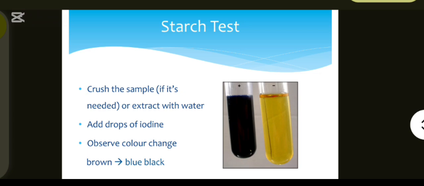For the starch test, crush the sample if needed or extract with water to make a solution, and then put the sample in a test tube, add drops of iodine, and observe the color change. If it turns from yellow to blue black, it means starch is present, and if it remains yellow it means there is no starch.